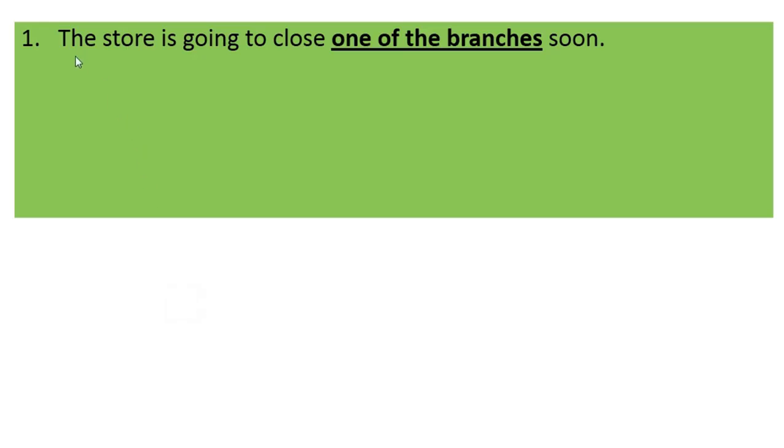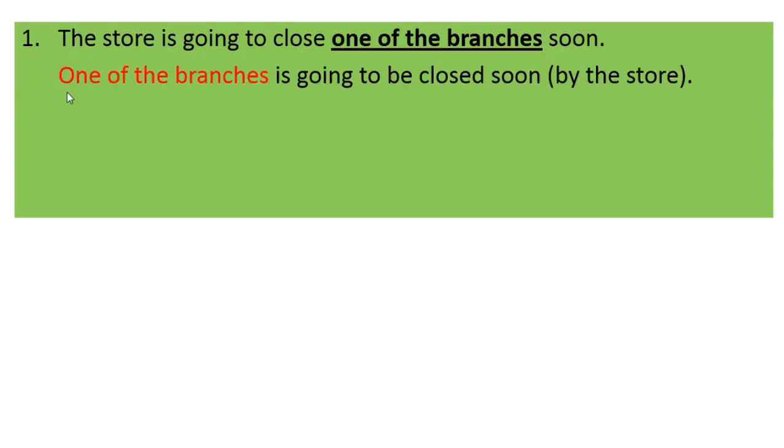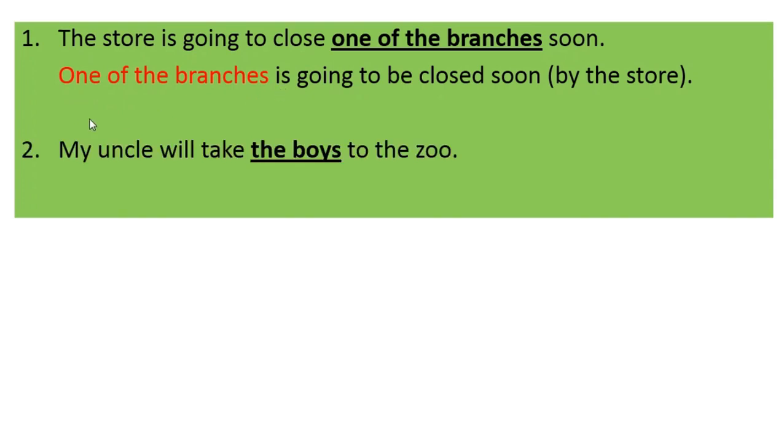The next one, this is future tense. The store is going to close one of the branches soon. The store is subject, is going to close is verb, and one of the branches is the object. You put the object to the front. One of the branches is going to be closed soon. By the store is probably optional. Now, as you see here, is the verb of the subject one. One of the branches is here.